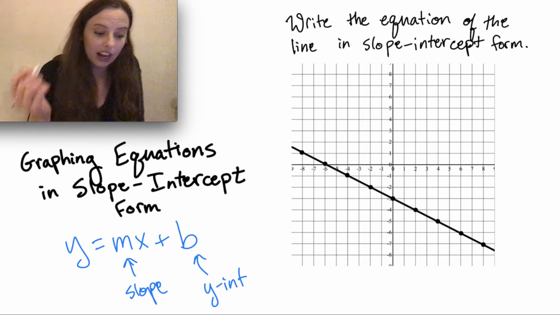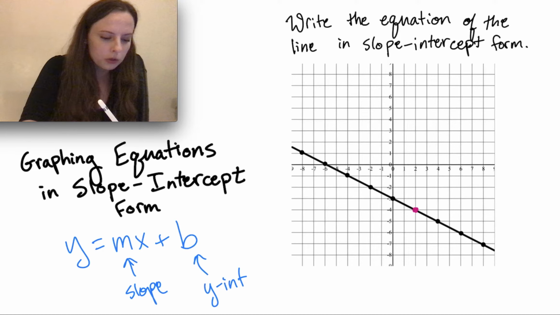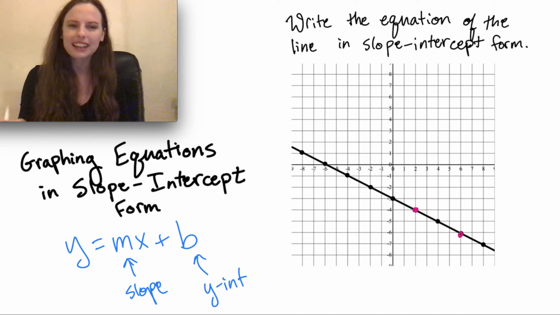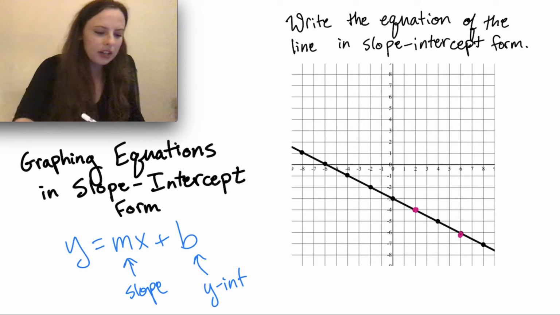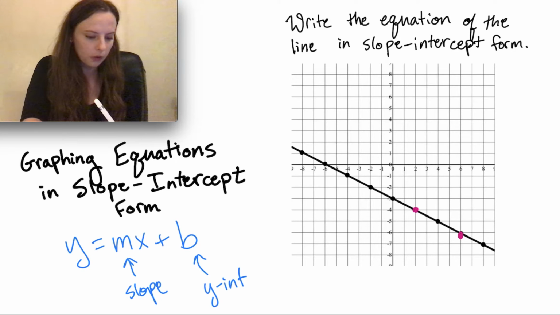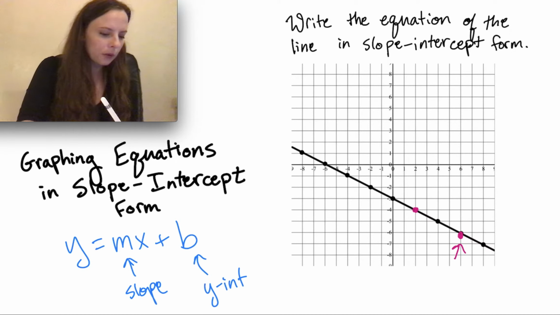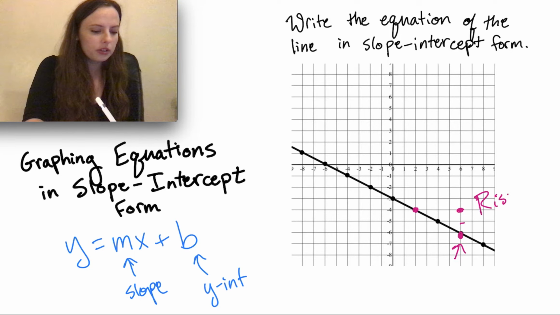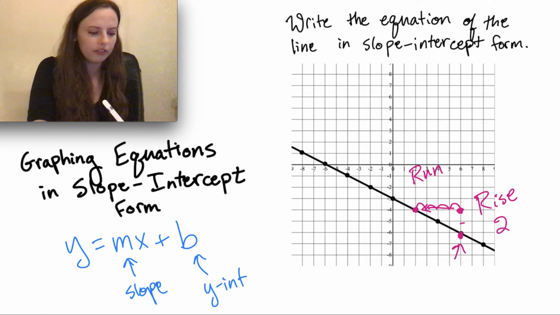We can find the slope by finding any two points on the line and counting our rise and our run. Let's pick this lower pink point right here, and we'll count up 1, 2, and that's a rise of 2. And then from here, we'll count straight to the left, 1, 2, 3, 4. That gives us a run of 4.